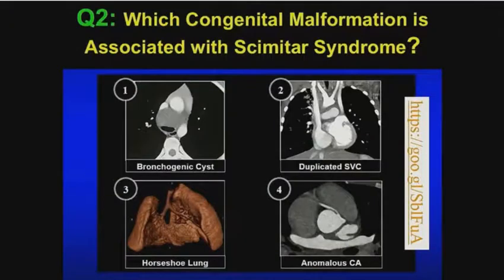The last question that I have here is, which congenital malformation is associated with scimitar syndrome? So when you see scimitar syndrome, what should we also look for? Could that be bronchogenic cyst? Could that be duplicated superior vena cava? Could that be horseshoe lung? Or could that be anomalous coronary artery? And time for you to vote.